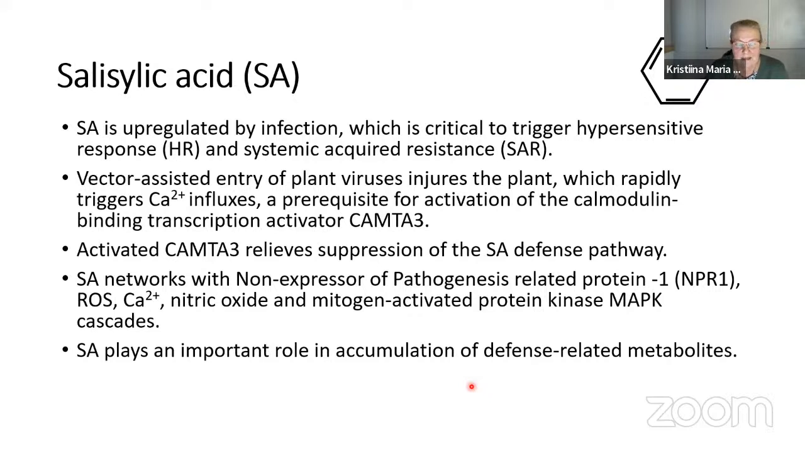ROS and salicylic acid, the question was quite long, which one is upstream and which one is downstream, but it looks like that the ROS is both upstream and downstream from the salicylic acid upregulation. But anyway, this upregulation of salicylic acid is critical to trigger hypersensitive response and also systemic acquired resistance after this induction.